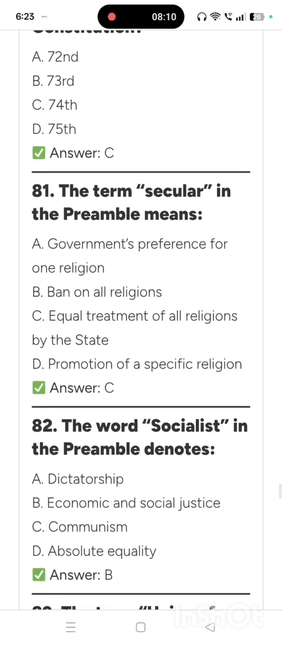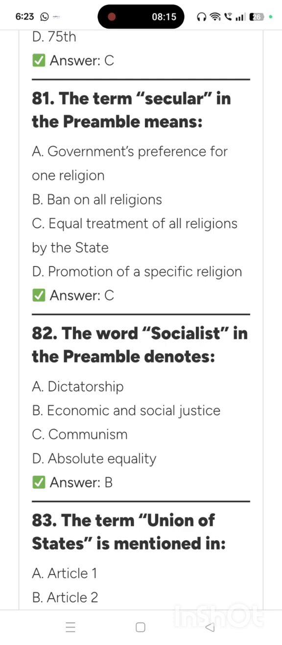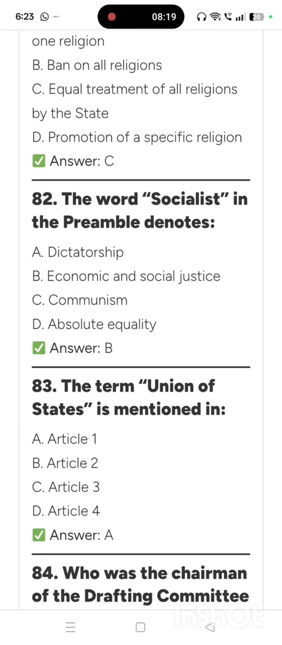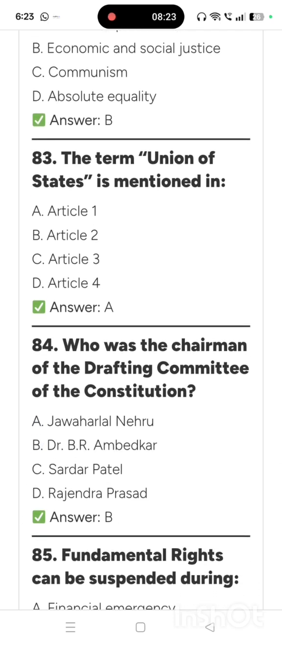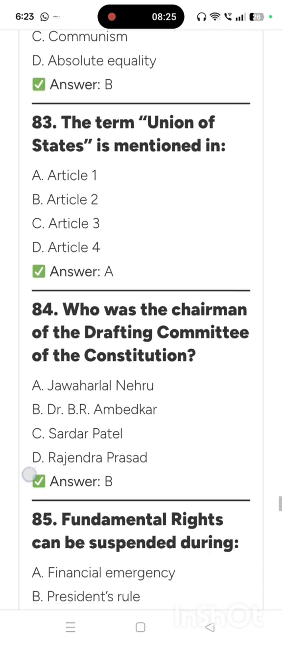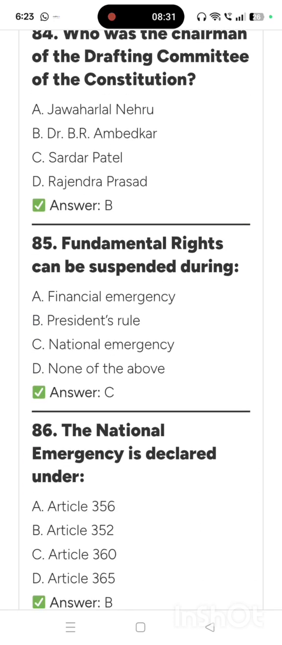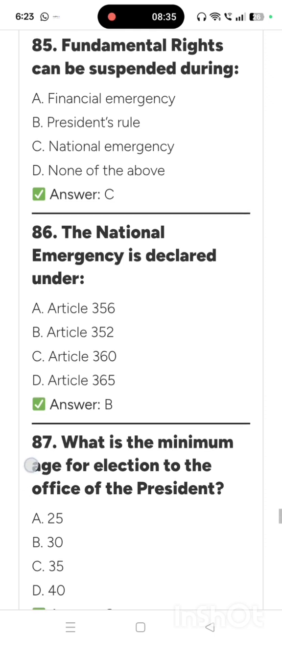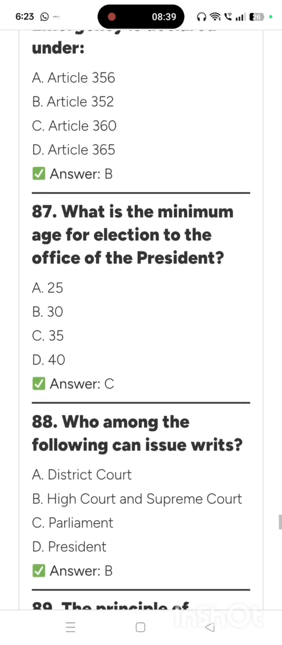The term secular in the preamble means equal treatment of all religions by the state. The word socialist in the preamble denotes economic and social justice. The term Union of States is mentioned in Article 1. Who was the chairman of the drafting committee of the Constitution? Dr. B.R. Ambedkar. Fundamental rights can be suspended during national emergency. The national emergency is declared under Article 352.